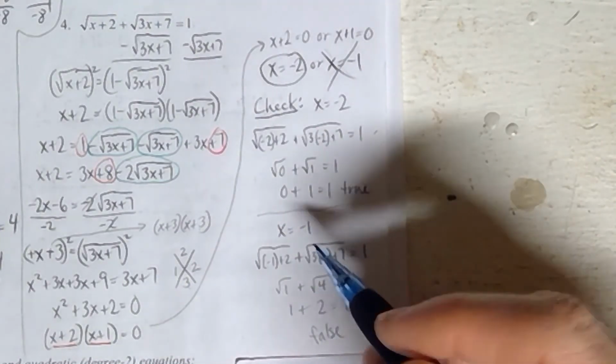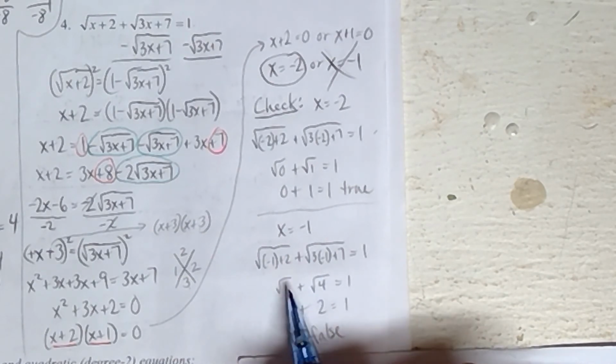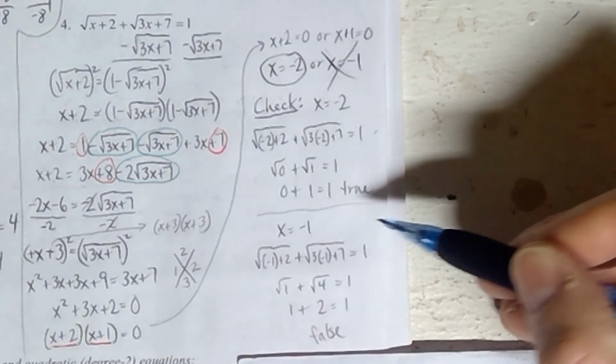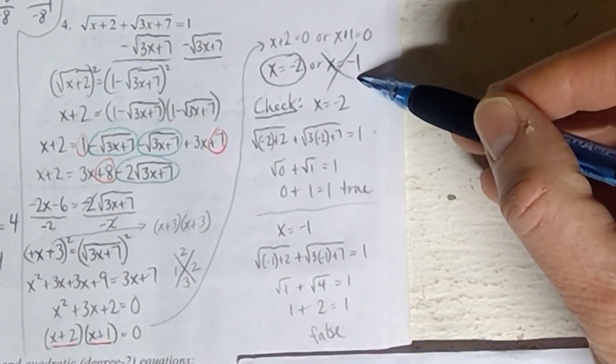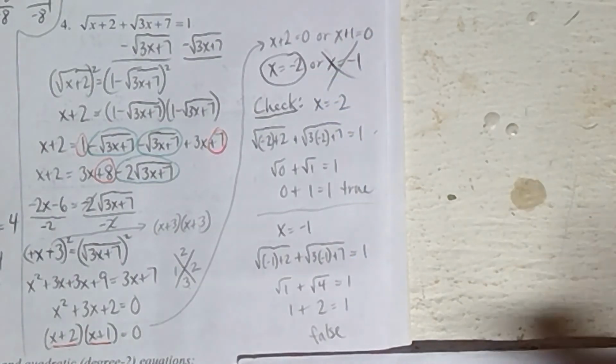If I plug in -1, however, it's going to be false, isn't it? You get the square root of 1, the square root of 4. You evaluate your radicals before you add, and you get 3 equal to 1. Obviously, that's false. That's the reason why I crossed out -1. It's because it made it false. But -2 made it true, so I circled that one.